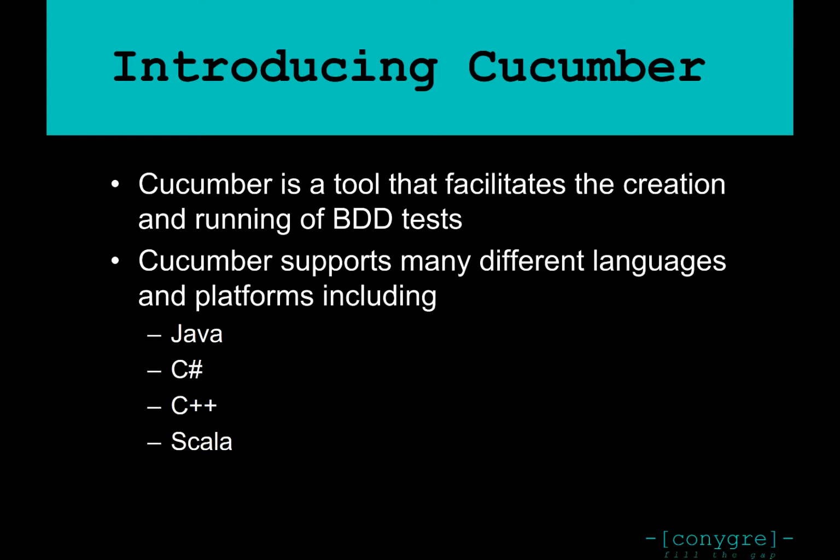So Cucumber facilitates the creation and running of these tests. There are different languages supported. You can go to the cucumber.io website and see all about it. We'll look at an example in C# and a tiny bit of Java as well, just to see how it can be done in that too.